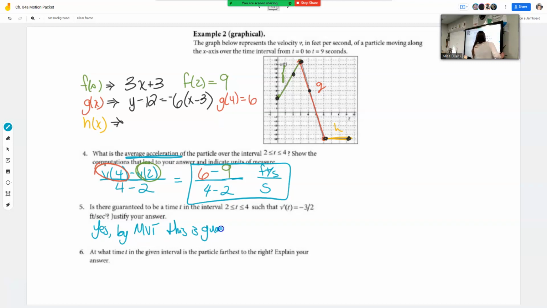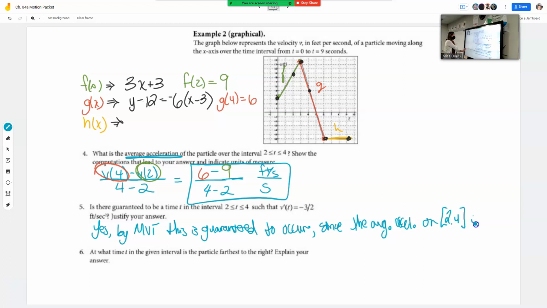You're going to see what I put here. By MVT, this what? Well, what you just told me. I am allowed to refer to what they said. This is guaranteed to occur since the average acceleration on 2 to 4 is negative 3 over 2 feet per second. Right? By MVT, yes.